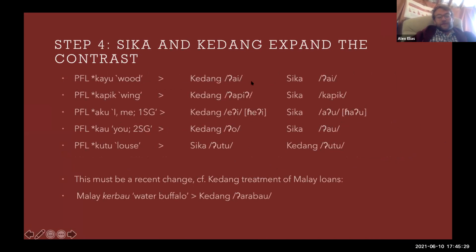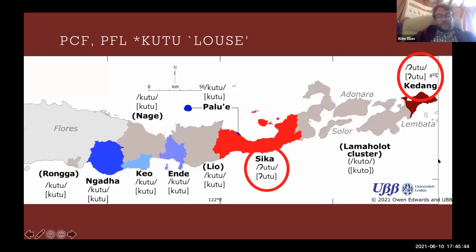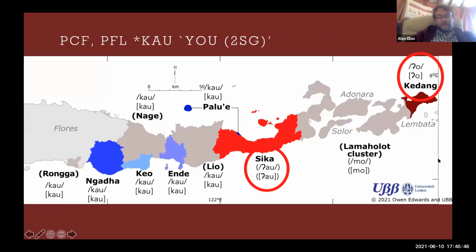So we see examples of the K to glottal stop shift, which doesn't take place everywhere. You can see the Sika word apparently exceptional. And this has got to be a recent change. We see the Malay kerbau yielding arabau. So that's good evidence that it's quite recent. So it took place in these two languages.